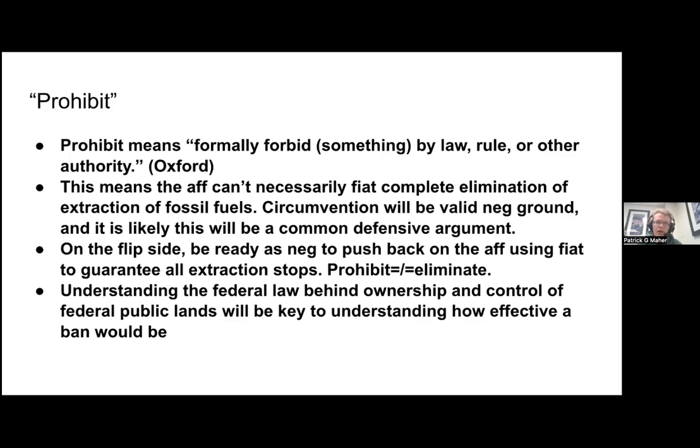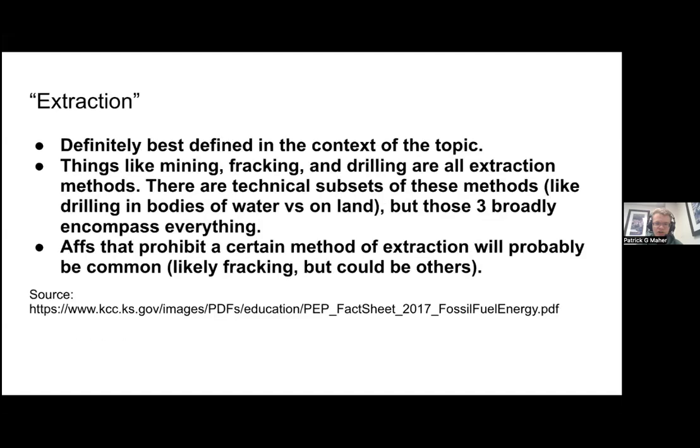So generally, the way that you should think about it is the United States is going to pass some sort of law that's going to prevent the extraction of fossil fuel. So those are going to be the key points in terms of how things are extracted.